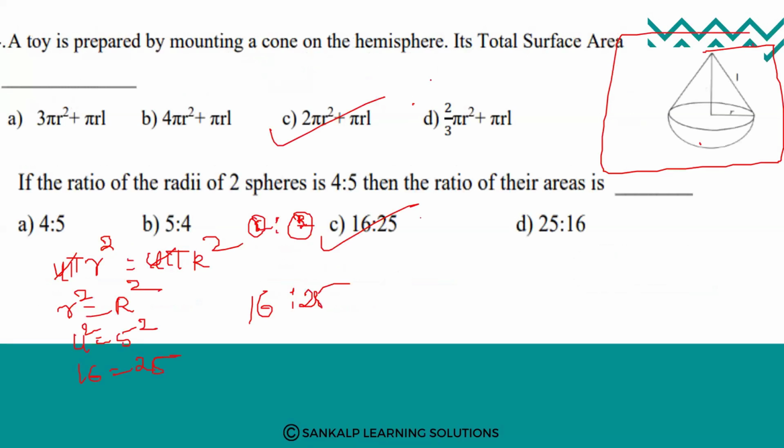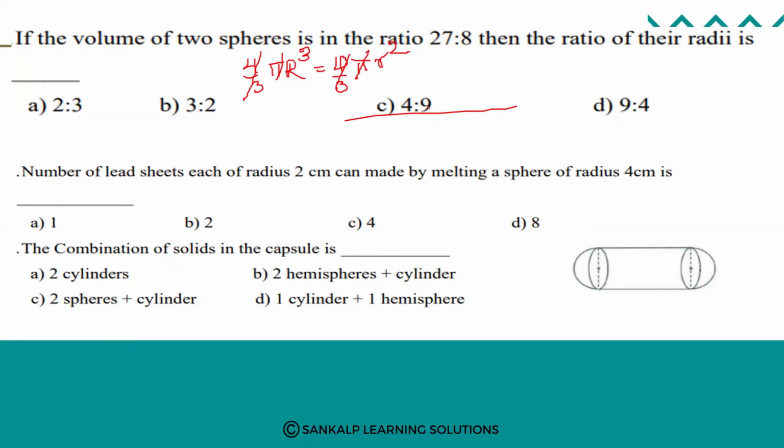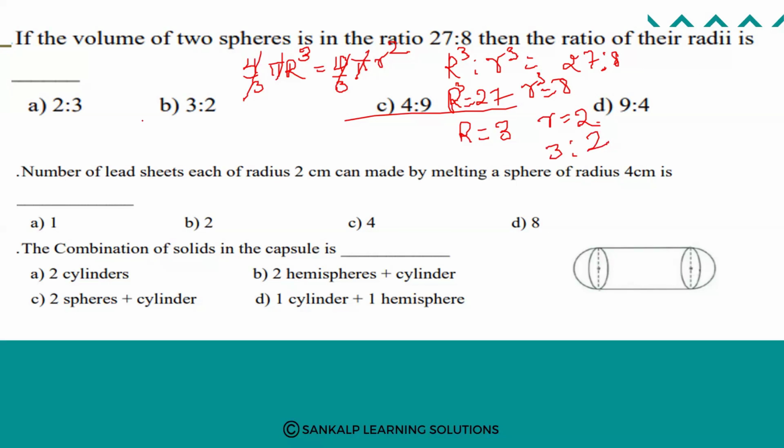That means R cube to r cube, here it is 27 is to 8. That means capital R cube is equal to 27 and small r cube is equal to 8. So the R value is cube root of 27, which is 3, and cube root of 8 is 2. That means 3 is to 2. So which option is right? Option B is right.